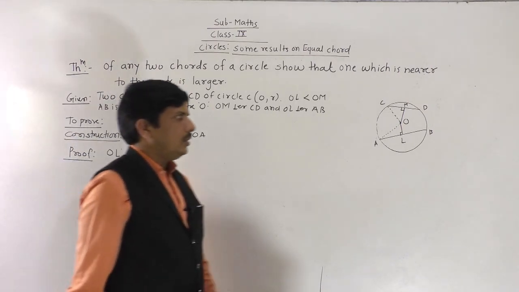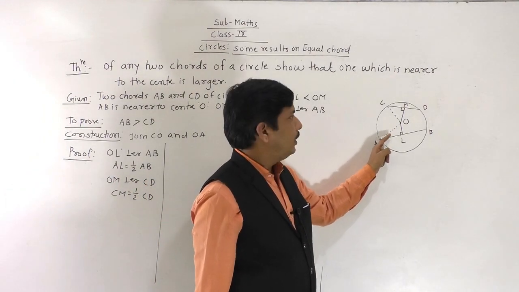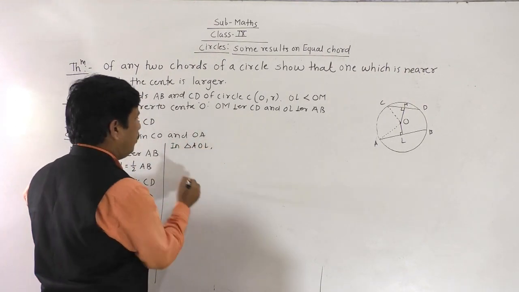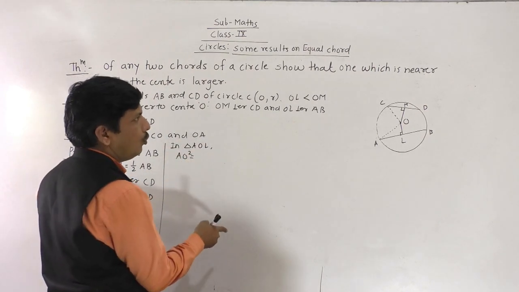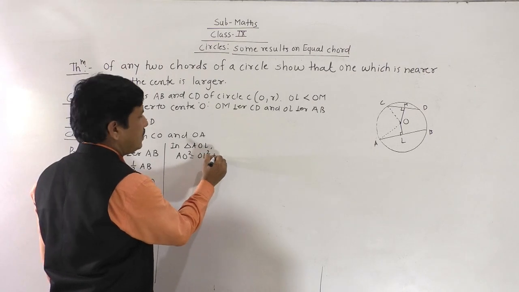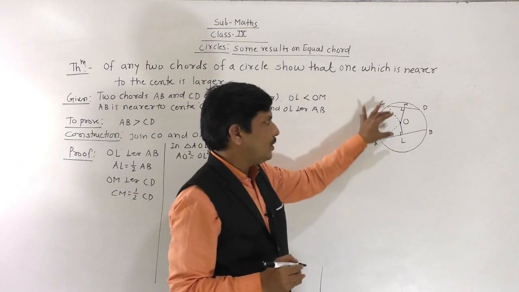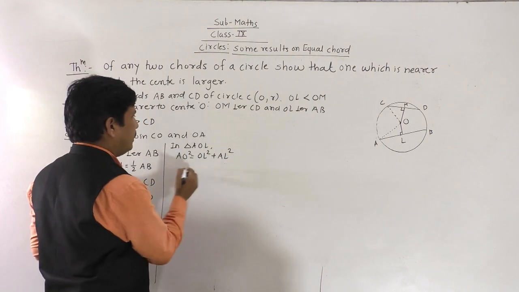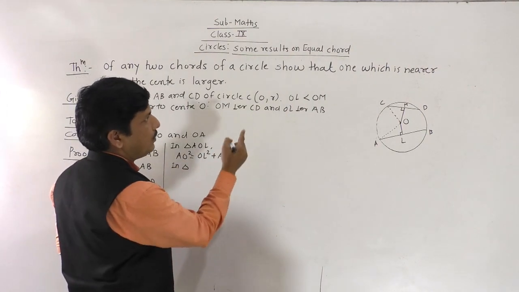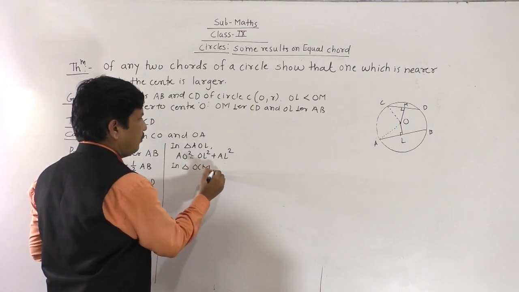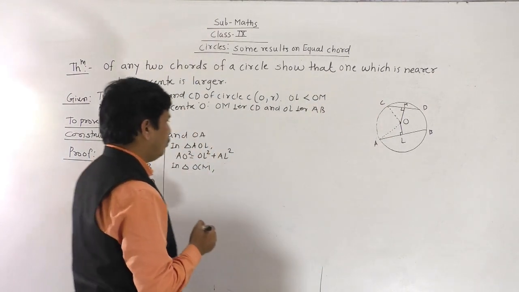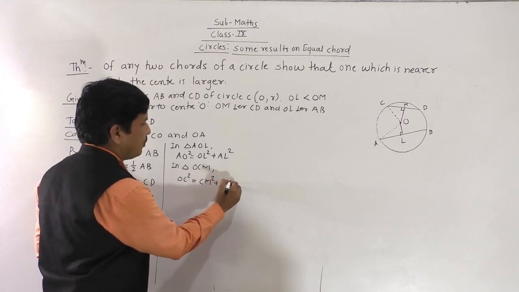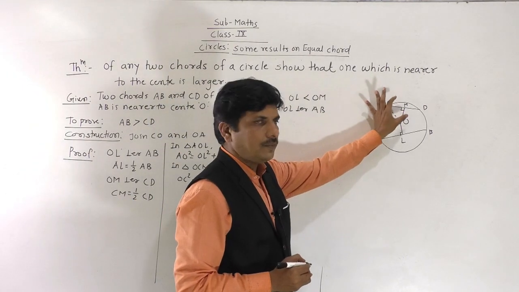Okay, now again here we are going to use the Pythagoras property. In triangle AOL, AO square is equal to OL square plus AL square. Pythagoras property. And second, in triangle OMC, OC square is equal to CM square plus OM square.